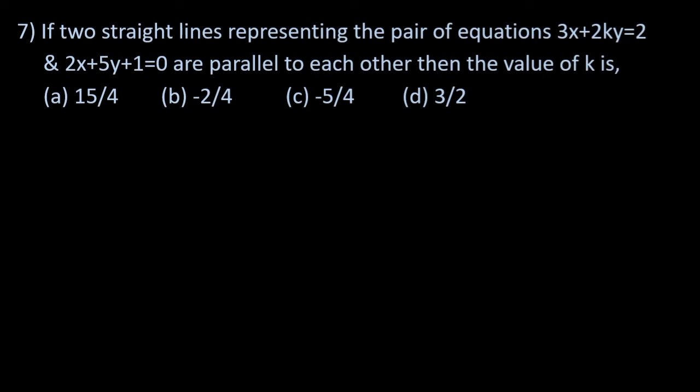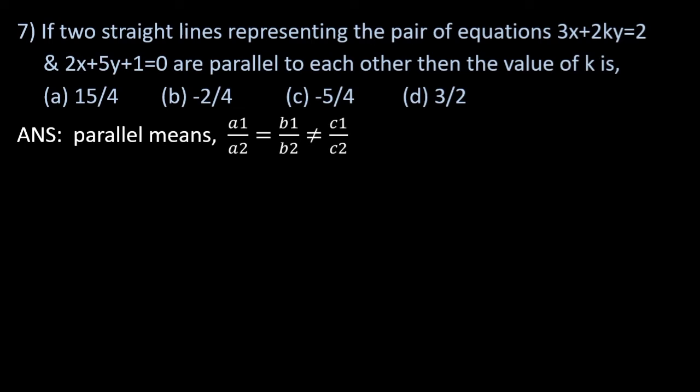If two straight lines representing the pair of equations 3x plus 2ky is equal to 2 and 2x plus 5y plus 1 is equal to 0 are parallel to each other, then the value of k is. Options we have 15 by 4, minus 2 by 4, minus 5 by 4, 3 by 2. Here they only said we have parallel lines, so that means a1 by a2 is equal to b1 by b2, which is not equal to c1 by c2.